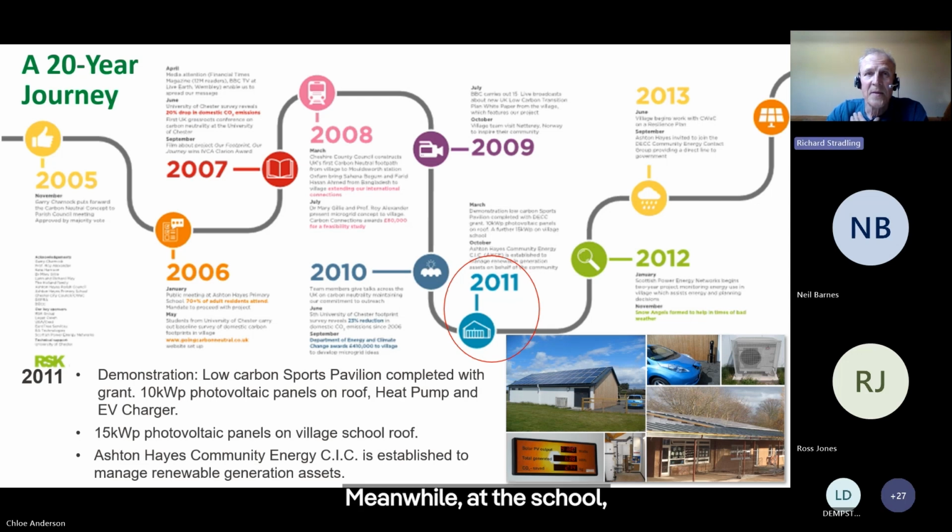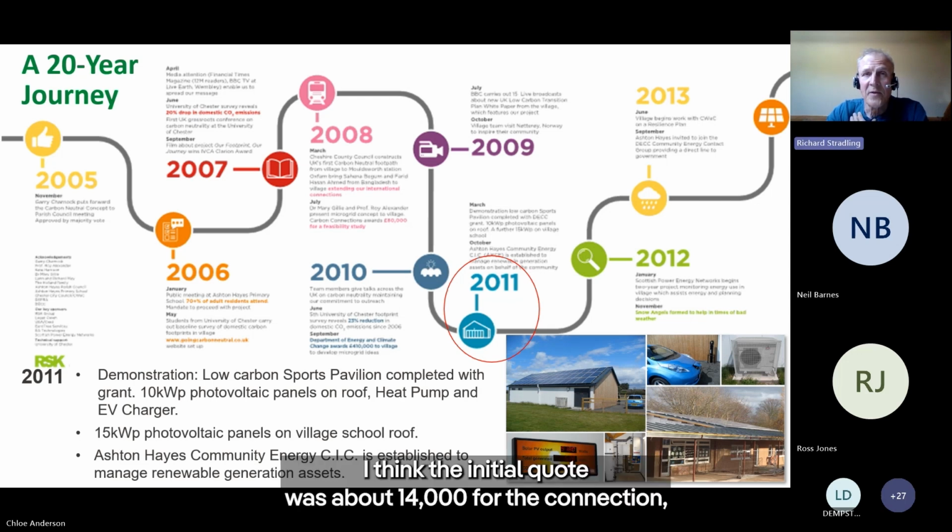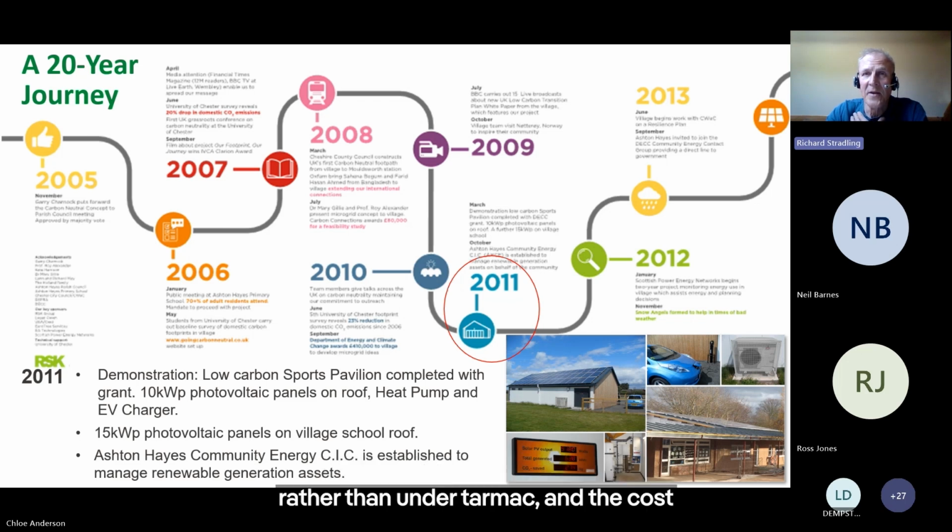Meanwhile, at the school, I think the initial quote was about 14,000 for the connection. But with some negotiation, we were allowed to put a trench along the verge and through the school grounds rather than under tarmac, and the cost was significantly reduced. Next slide, please.